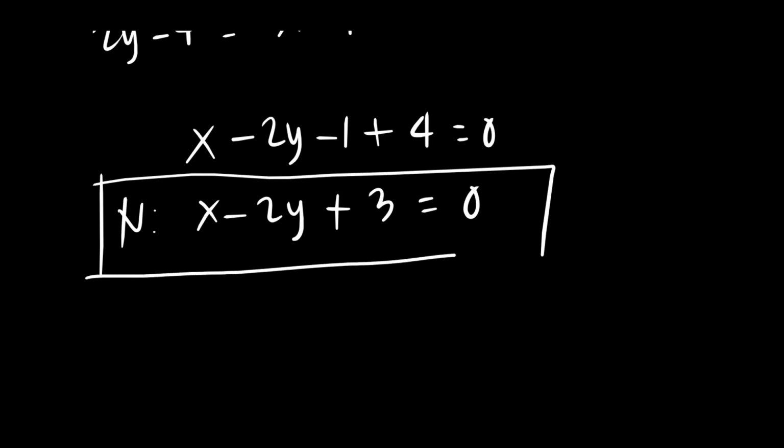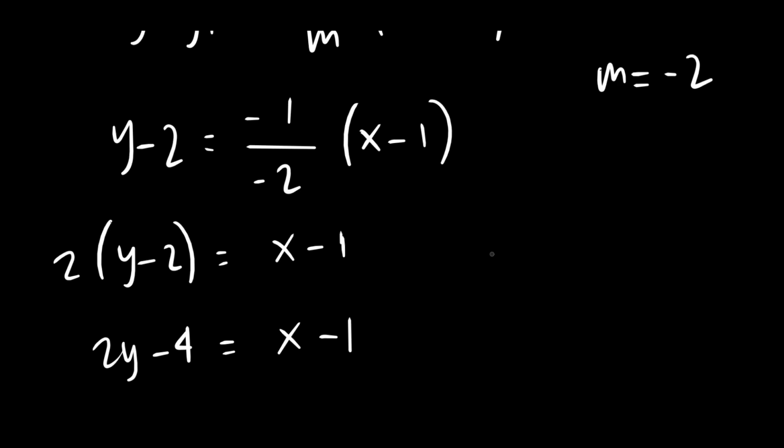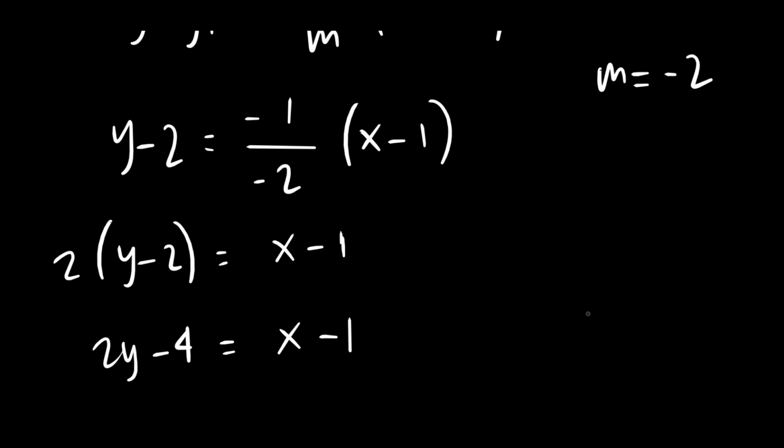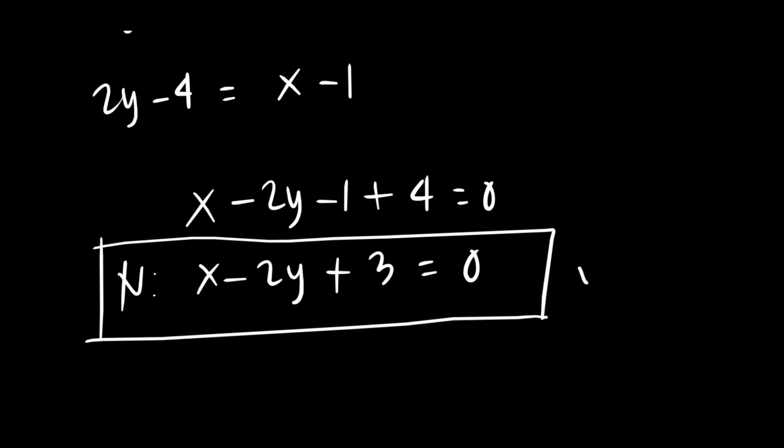The normal line. Let's check if our answer is correct. x minus 2y plus 3 is equal to 0 for n, the normal line. So our answer here is correct. Let's proceed to number 7.